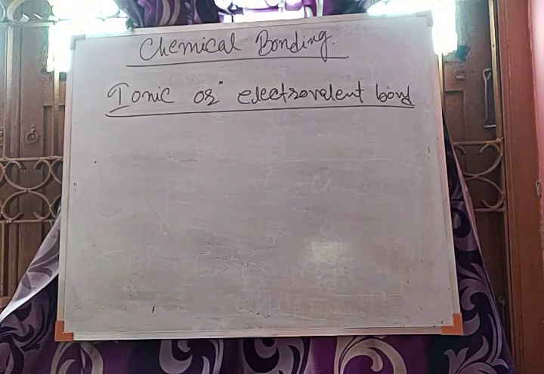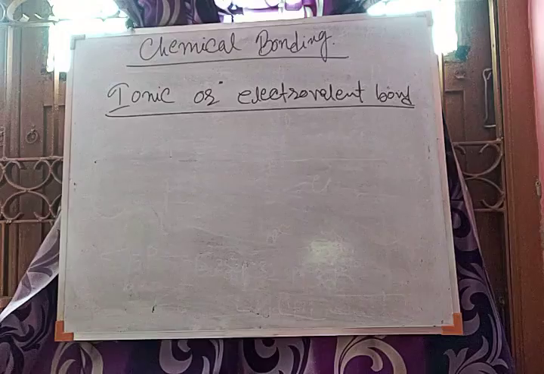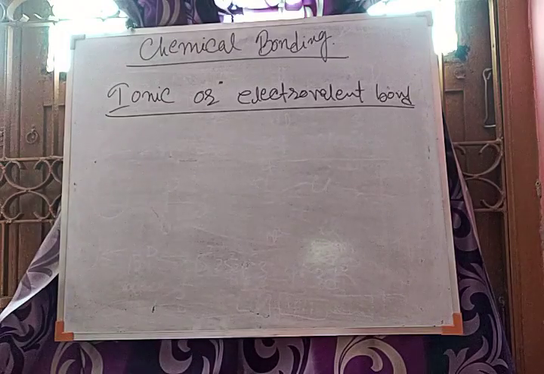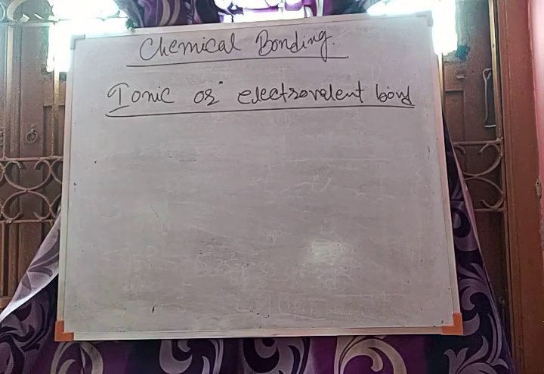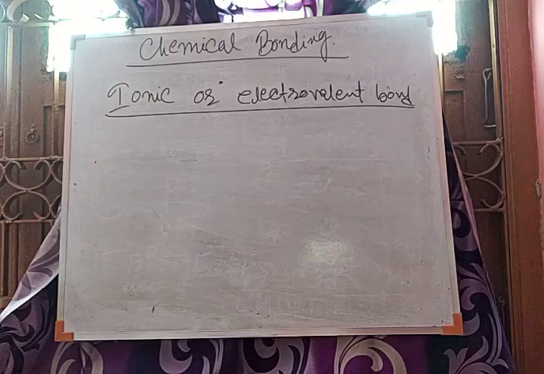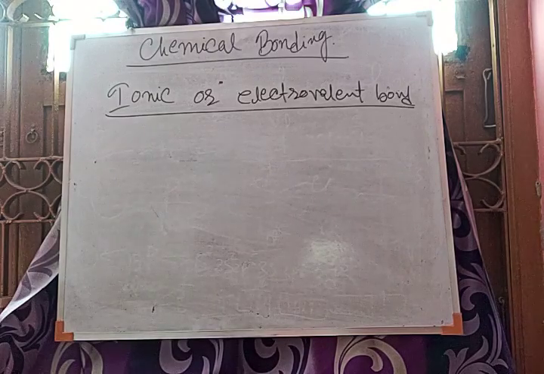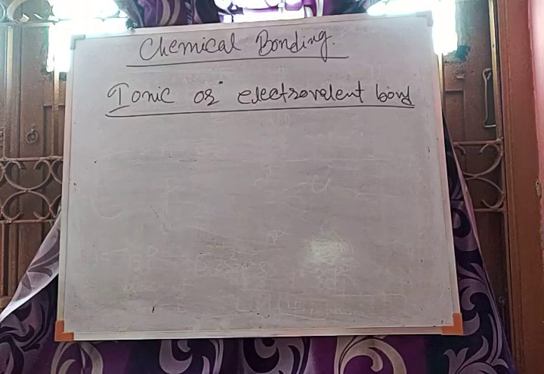So today's class we will discuss ionic and electrovalent bonds. Ionic bonds are formed by the electrostatic interaction between the positive ion and the negative ion, and that's why there is an electrostatic force of attraction between the ions. That's why ionic bonds are also termed electrovalent bonds.